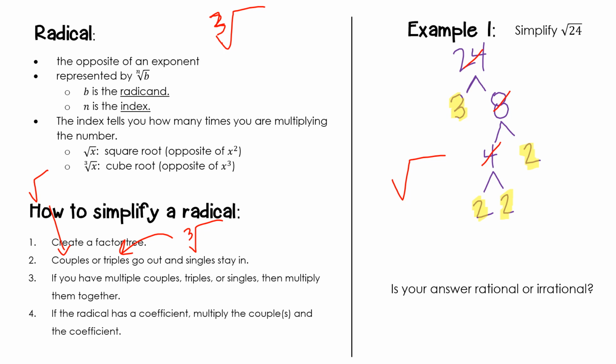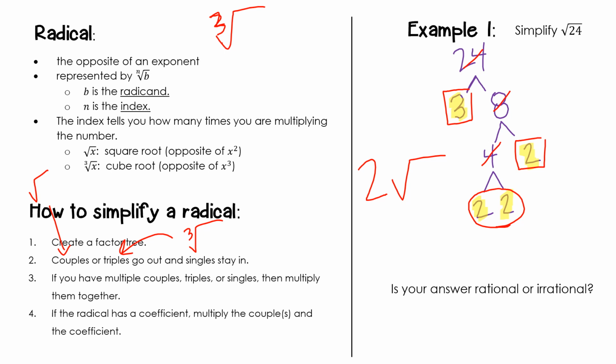Okay, so I have a pair of 2s. And then I have a single 2 and I have a single 3. And you can pair off any of the 2s. As long as you know if you have 3 of them, you would have 1 pair of 2s. Okay, so the couples go out, which would be in front, and the singles will stay in.